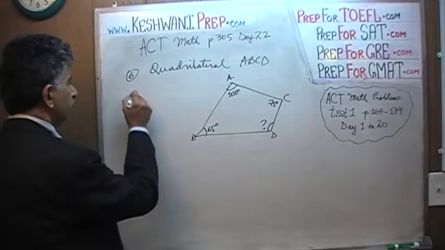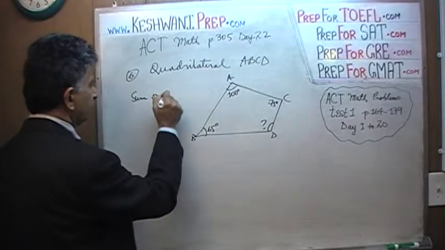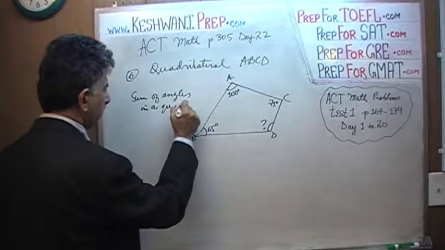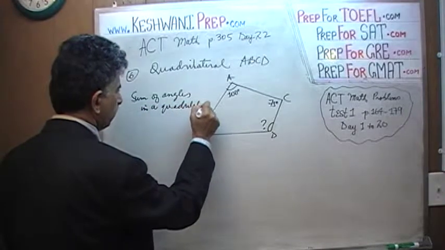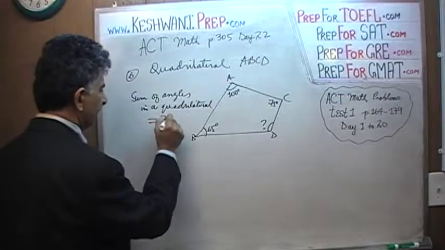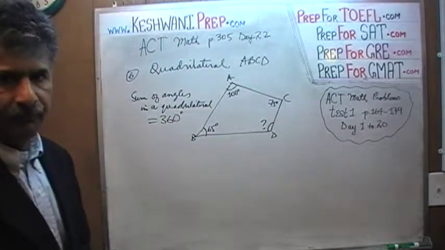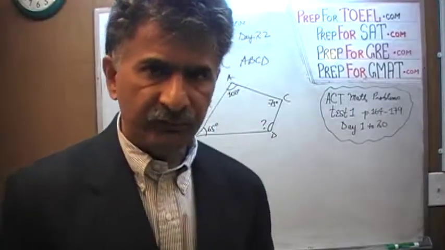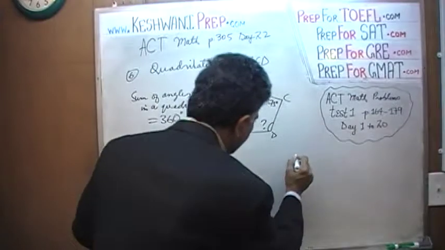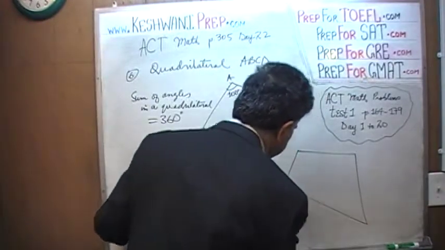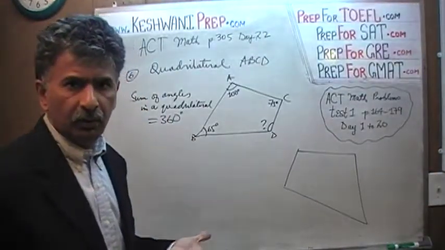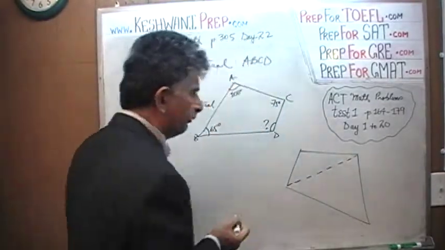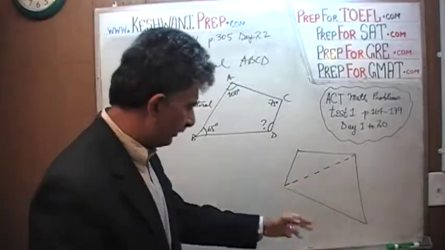The sum of the angles in a quadrilateral is 360 degrees. And why is that? Why is the sum of the angles in a quadrilateral 360 degrees? Well, the reason is very straightforward. A quadrilateral is nothing more than a union of two triangles. There is a triangle on the top, there is a triangle on the bottom.